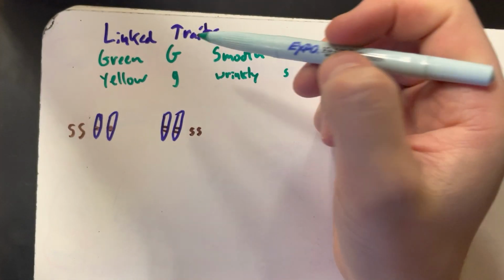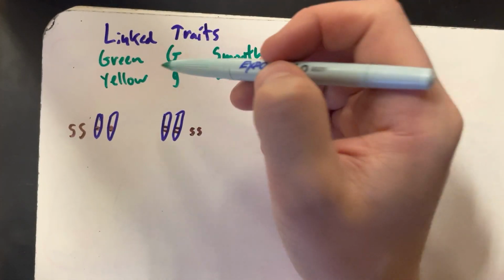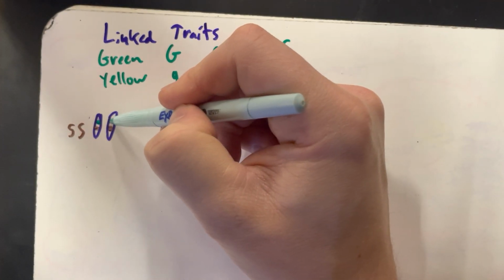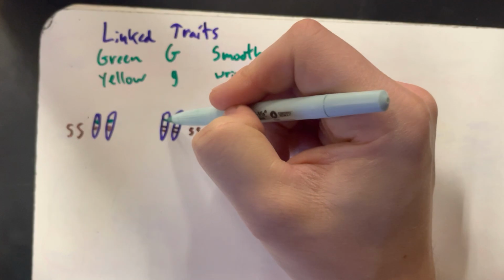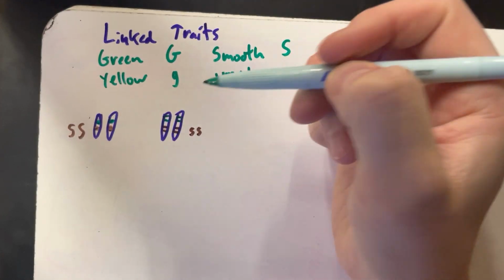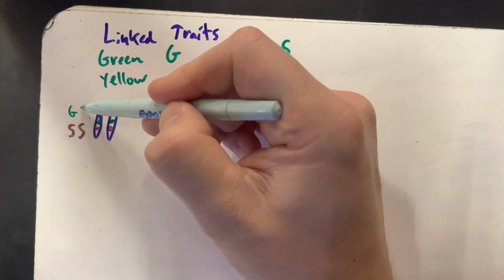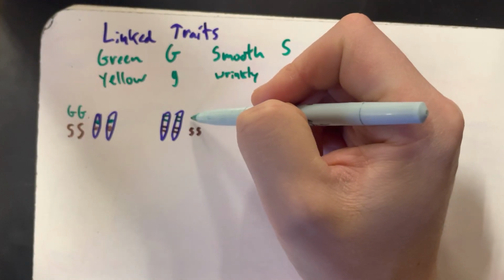And then on that same chromosome, we're going to have the color of the pea, the green or the yellow. We'll make him dominant again. And we'll make this one recessive. So this is big G, big G. And this is little g, little g.